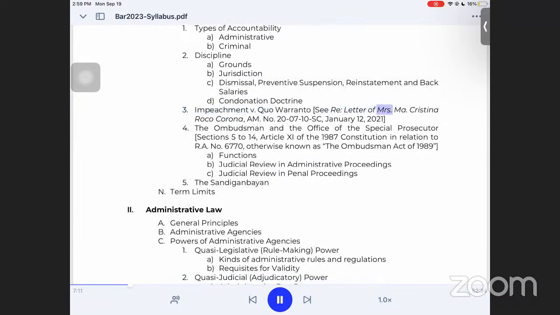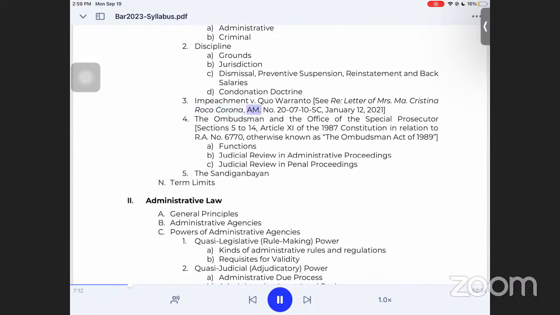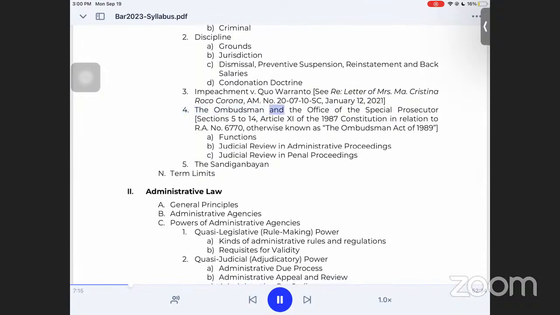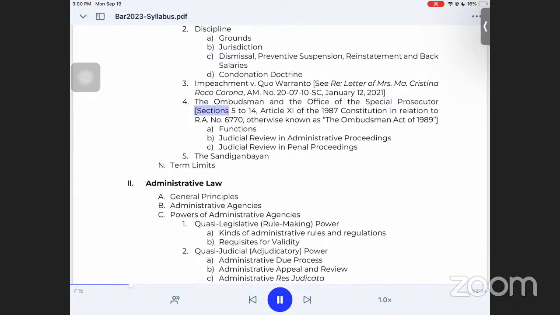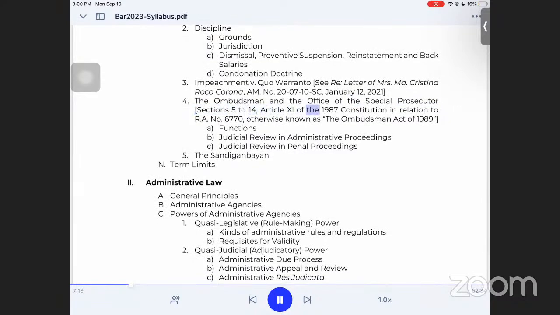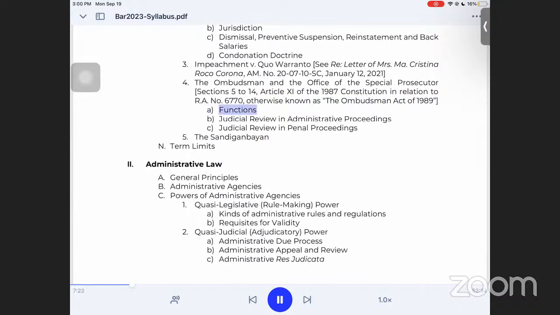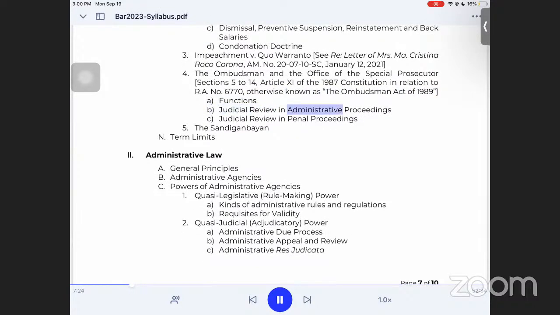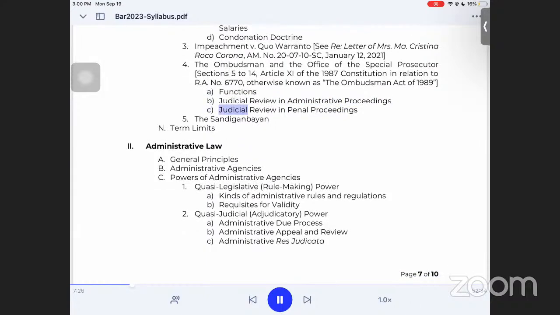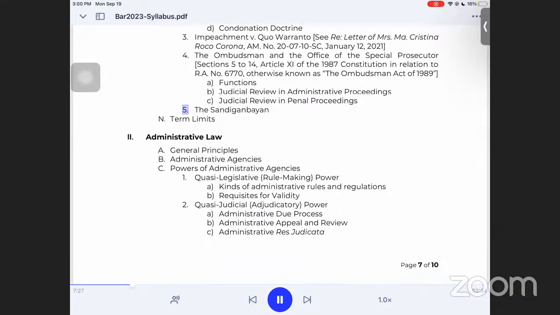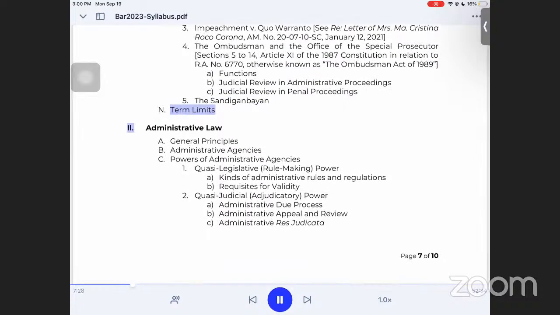4. Quo warranto. See Letter of Mrs. Ma. Cristina Roco Corona, A.M. No. 20-07-10-SC, January 12, 2021. 4. The Ombudsman and the Office of the Special Prosecutor. Sections 5 to 14, Article 11 of the 1987 Constitution in relation to R.A. No. 6770, otherwise known as the Ombudsman Act of 1989. A. Functions. B. Judicial review in administrative proceedings. C. Judicial review in penal proceedings. 5. The Sandiganbayan. N. Term limits.